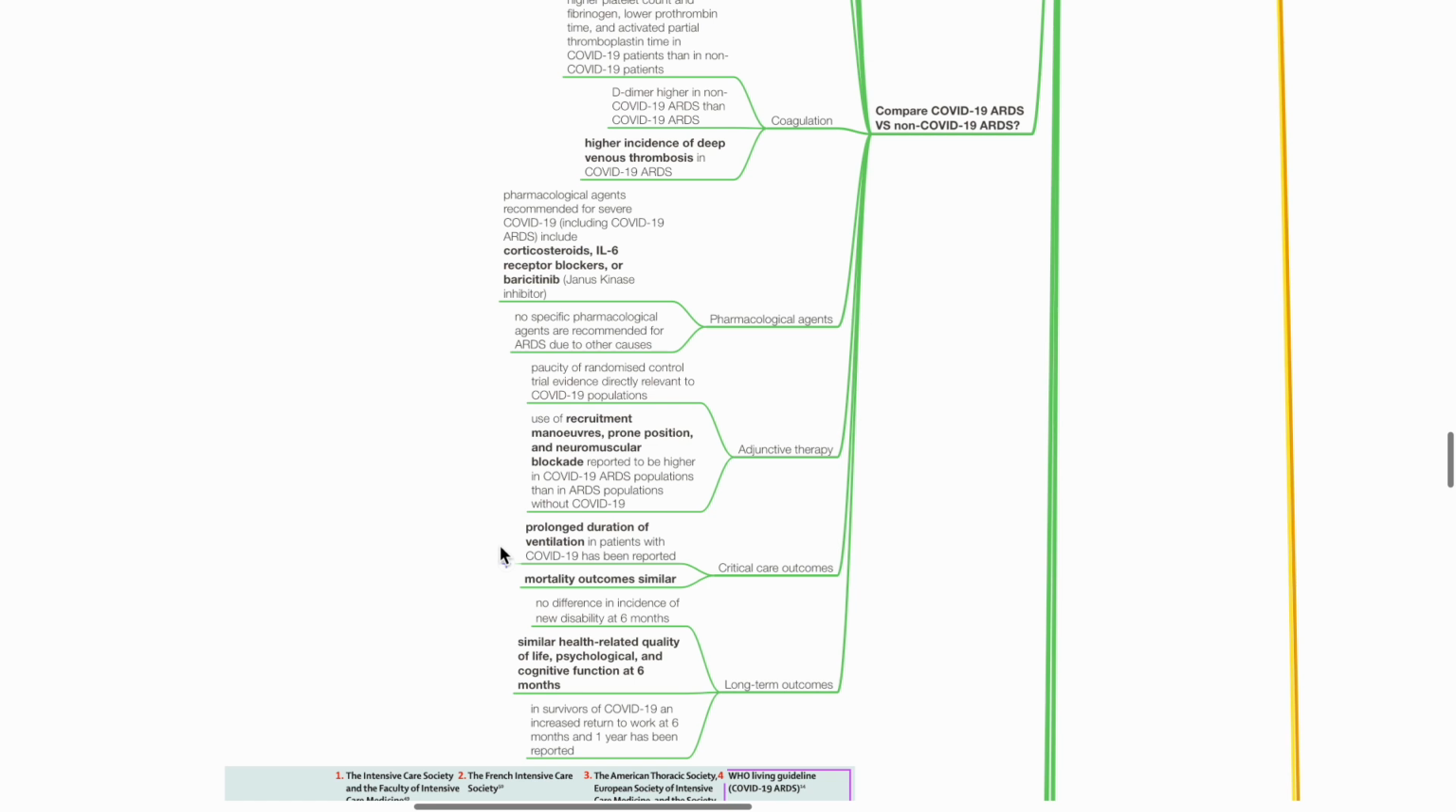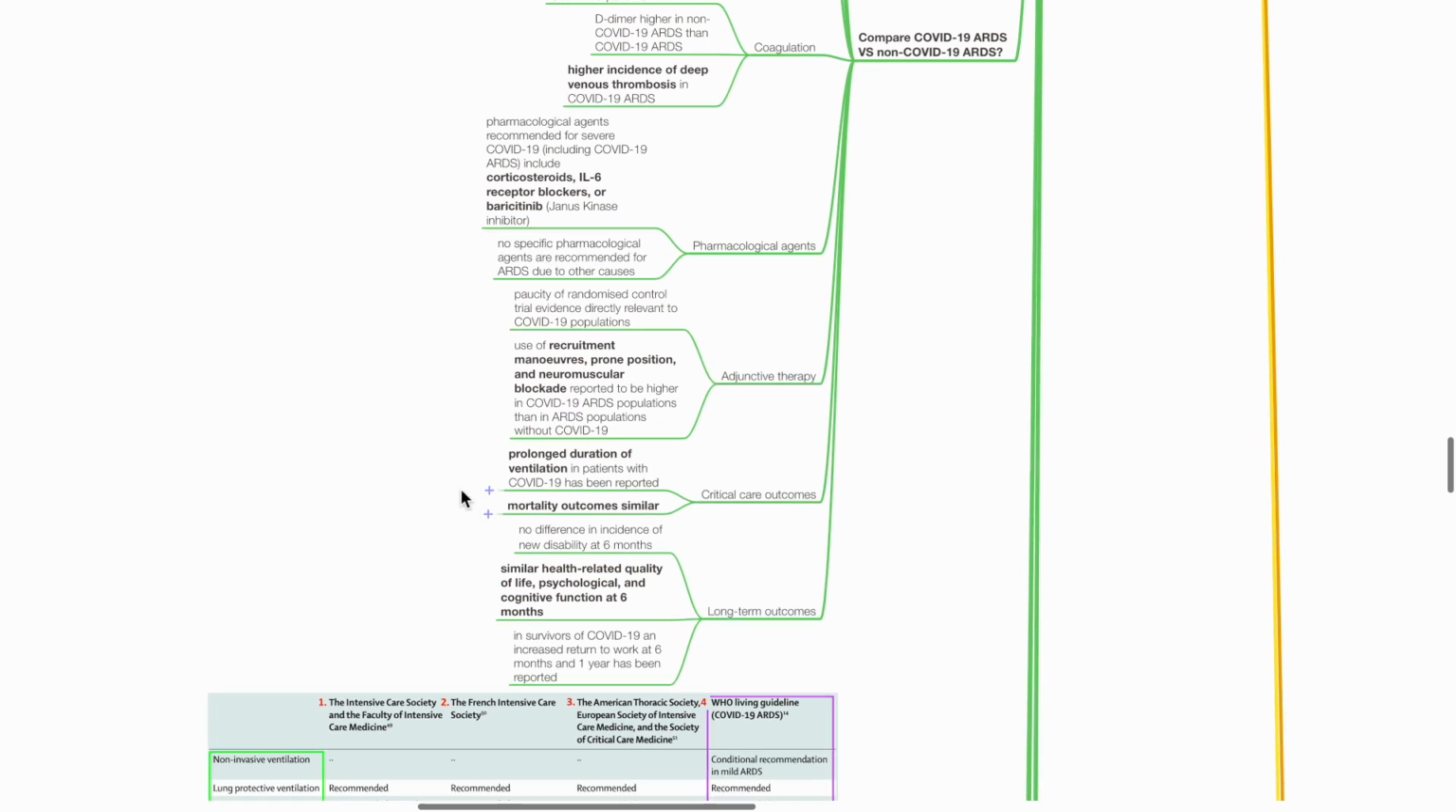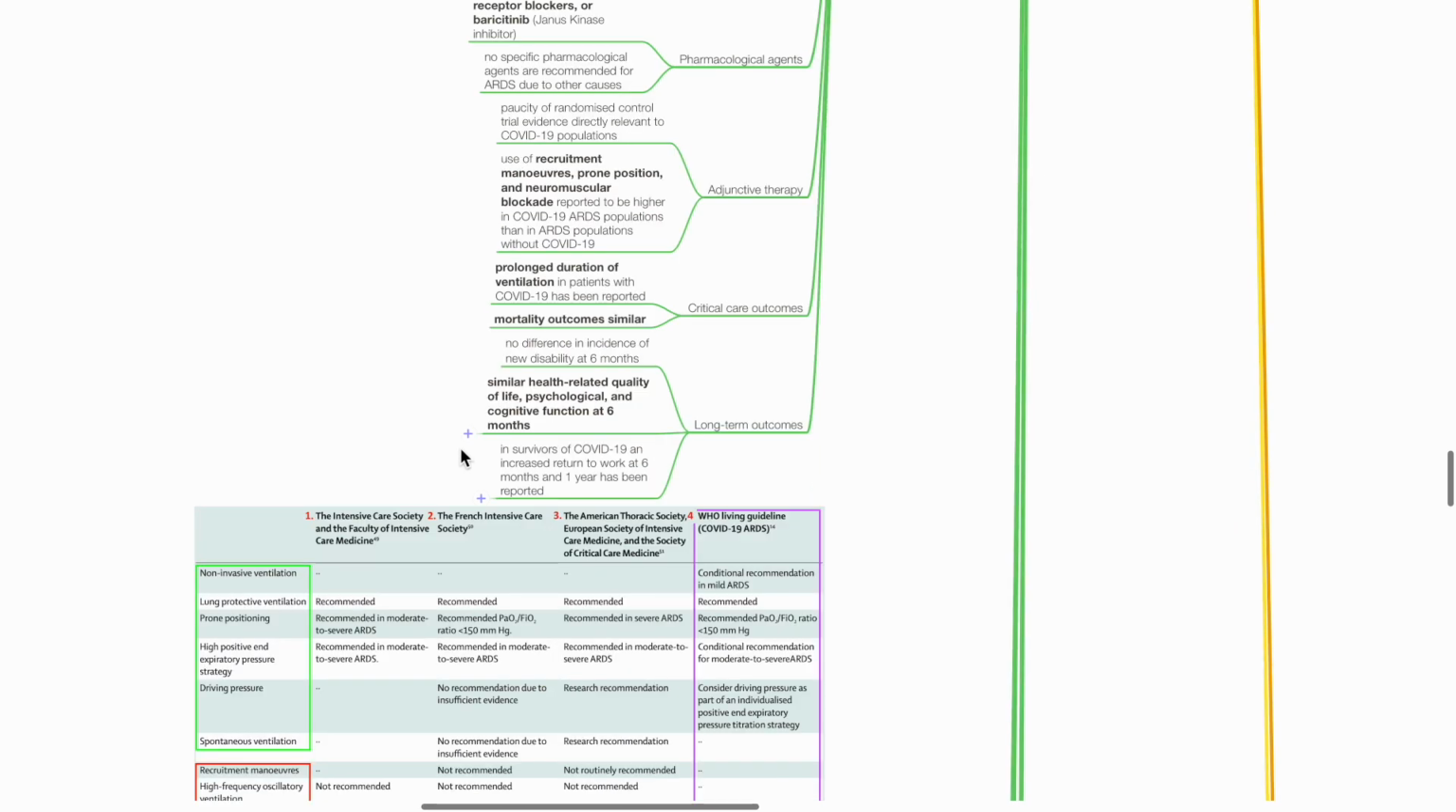Regarding adjunctive therapy, there is paucity of RCTs directly relevant to COVID-19 population. The use of recruitment maneuvers, prone position, and neuromuscular blockade are reported to be higher in COVID-19 ARDS. Regarding critical care outcomes, prolonged duration of ventilation in patients with COVID-19 has been reported, with similar mortalities. Regarding long-term outcomes, there are no difference in incidence of new disability at 6 months, and there is similar health-related quality of life, psychological, and cognitive function at 6 months. In survivors of COVID-19, an increased return to work at 6 months and 1 year has been reported.